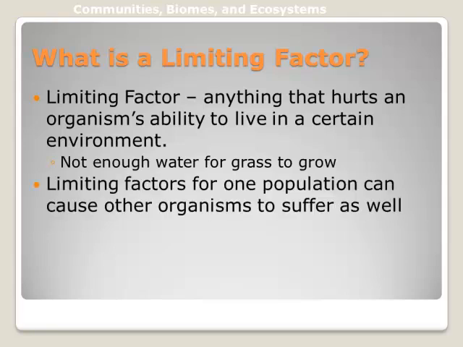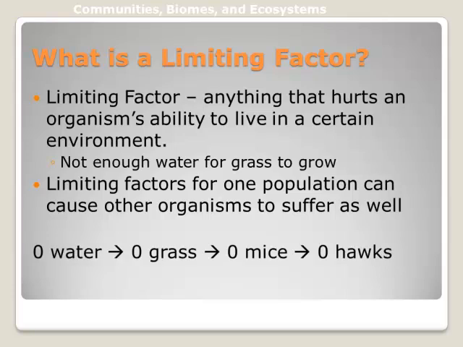So when we have one population suffering or one population inhibited by a limiting factor, we see that that goes across other populations as well. So we have not enough water, which leads us to not enough grass, which is going to affect the mouse population, which then would affect the hawk population. So once again, a limiting factor, anything that can hurt an organism's ability to survive in that particular environment, and that when one population is affected, usually several populations are affected.